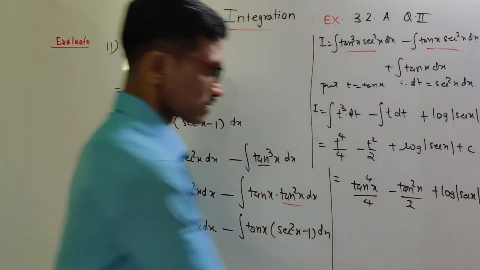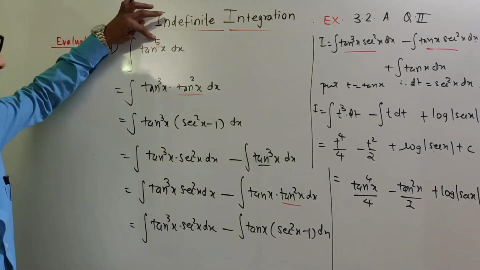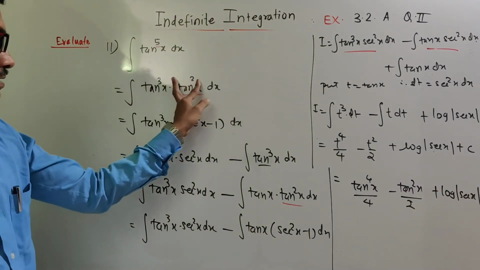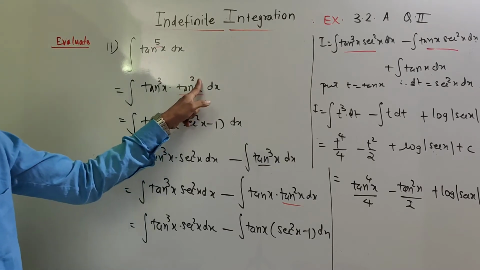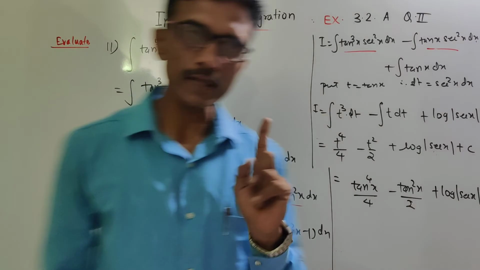So this will be the answer. Remember, raised to power 5 is there, odd power, so we can express this in square. One square term should be there, so that this tan square will write as sec square x minus 1.